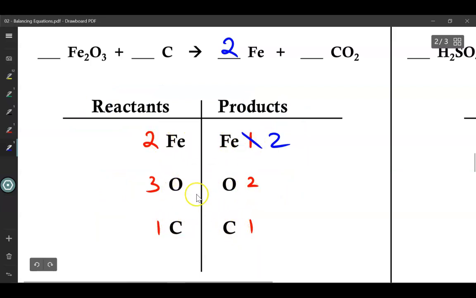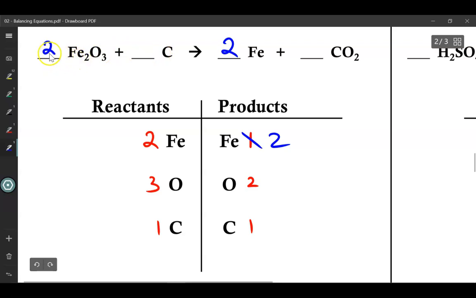All that's left is the oxygen. As I mentioned before, if you see a 2 and a 3, you should be thinking of the number 6 because 6 is the lowest common multiple between the 2 numbers. So how can I get 6 oxygens on the reactant side? I can't play around the subscript, I can only play at the front, so therefore I need to put a 2. And in so doing, I need to recalculate again.